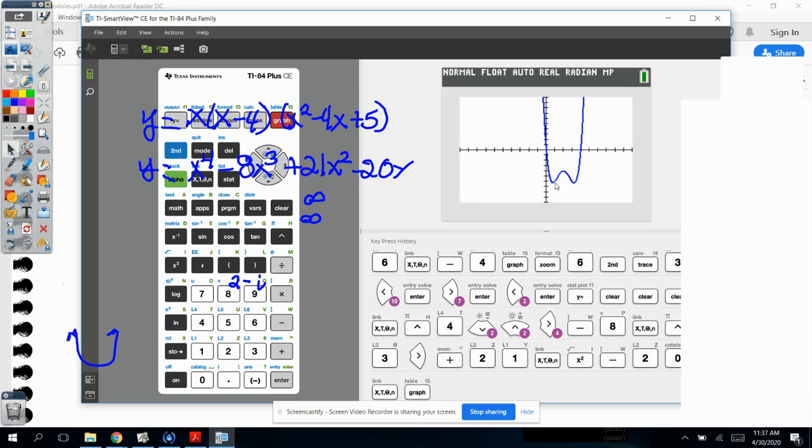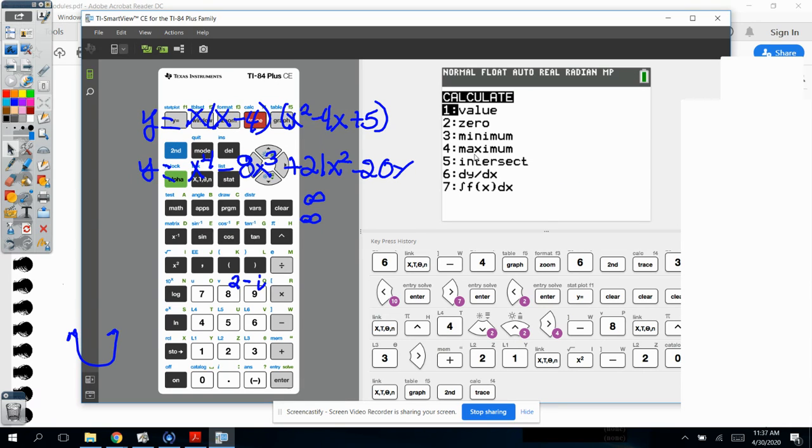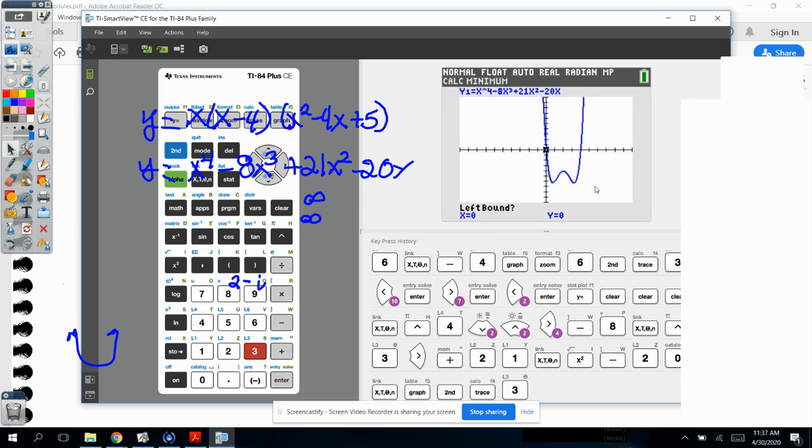It would be nice to know both of these points. So I'm going to do second calculate. Let's do the minimum first, and let's find this low point here. I'll start looking here, and I'll hit the right arrow to tell it to stop looking right there. And it'll tell me it's almost 3/4 and down 6 1/4. So you can see in my answers, I put a dot at the point.